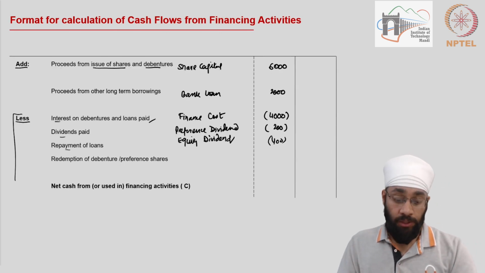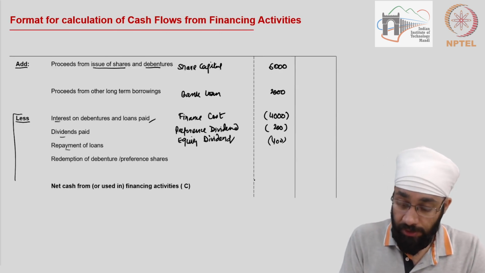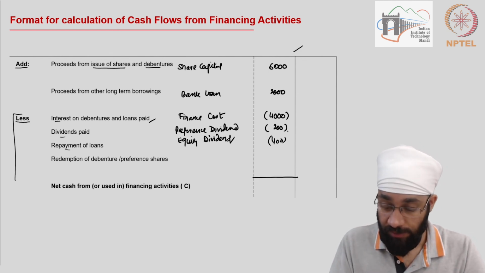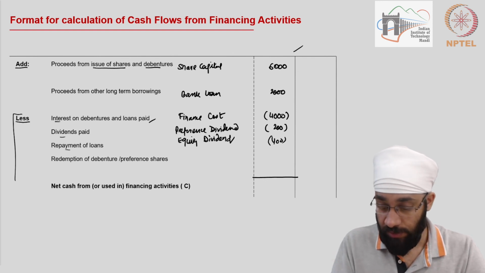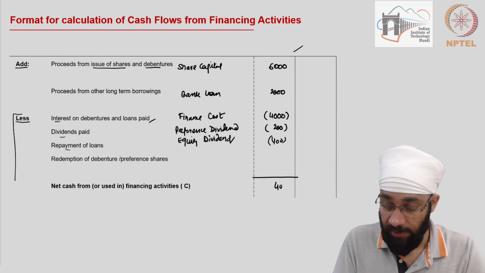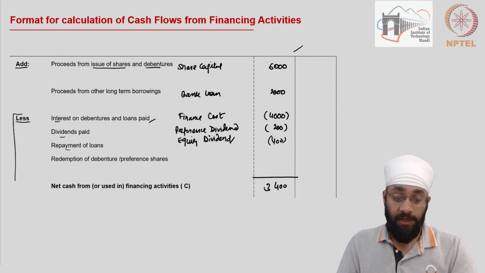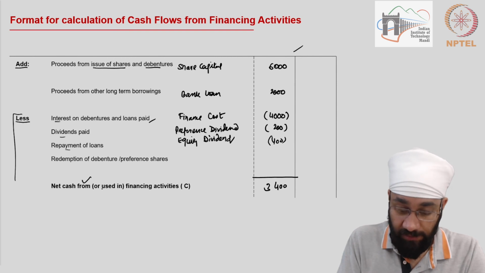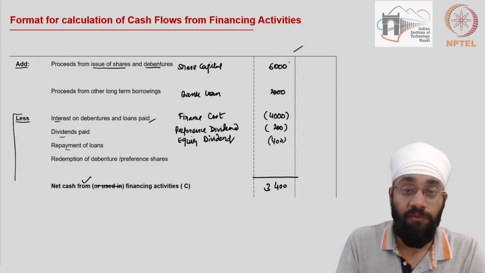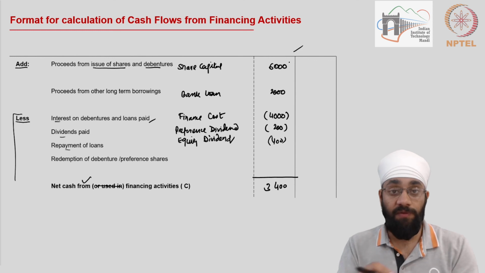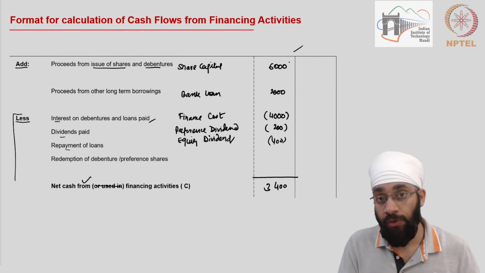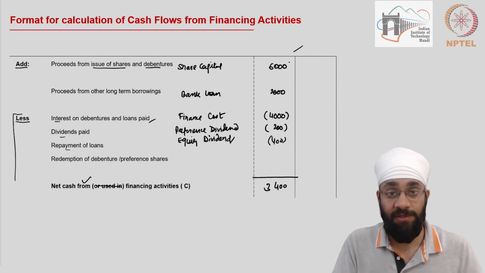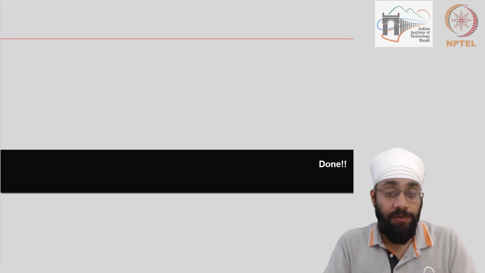Yeah, that's right. So all we have to do now is to sum these up and write the final number. So the inflows come out to be 8,000, and this is 8,000 minus 4,600. This is 3,400. All right. This is the net cash from financing activities, not used in, because there are more inflows and less outflows. So from the financing activities, the cash has come into the business during the year after considering all the financing activities. That's it. I'll see you in the next video.